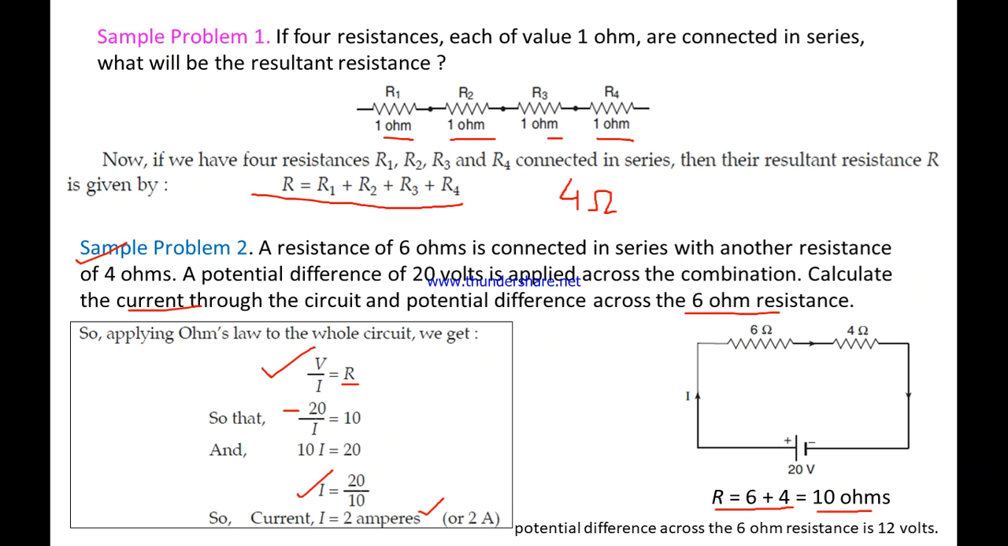Now we have to calculate the potential difference. The potential difference for 6 ohms is given, again, by the formula V equals IR. What is the value of current? That is 2, and the resistance is 6 ohms. So we will get the value 12 volts. Is that clear to all of you?